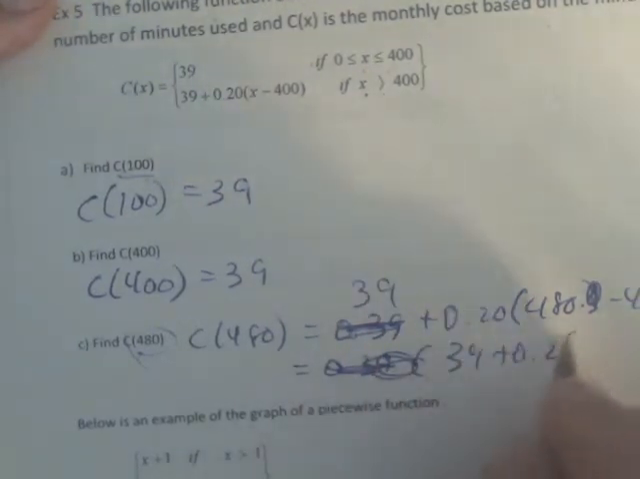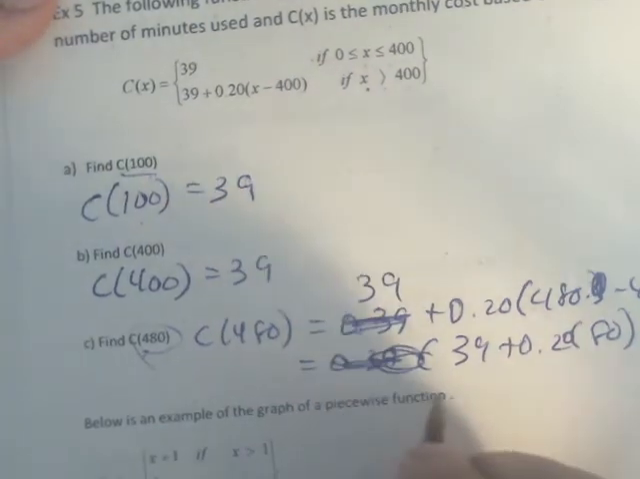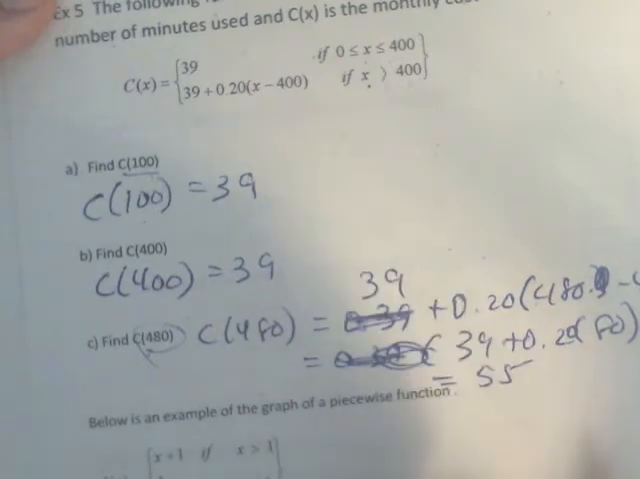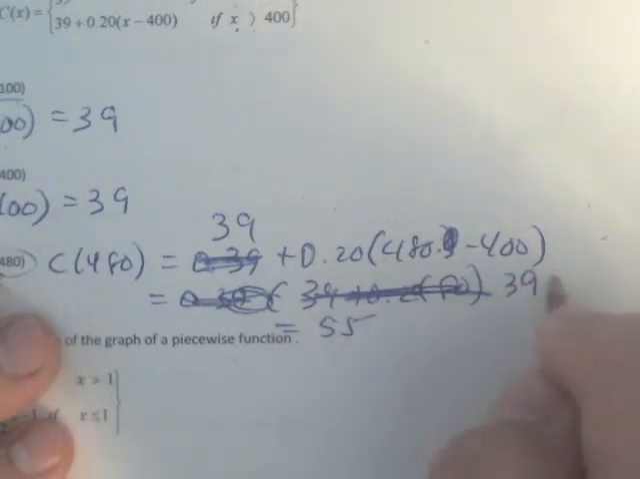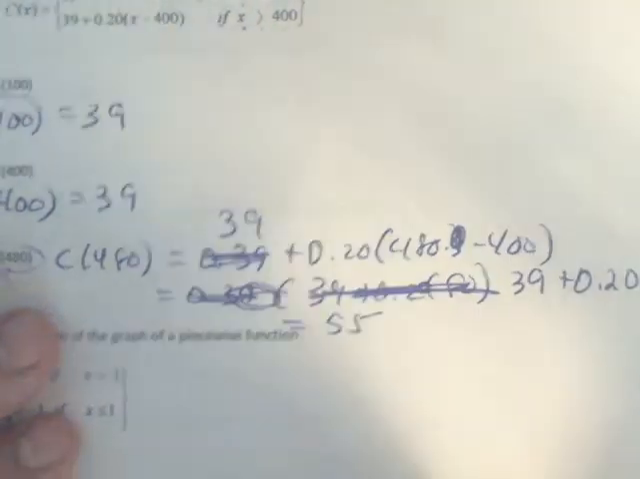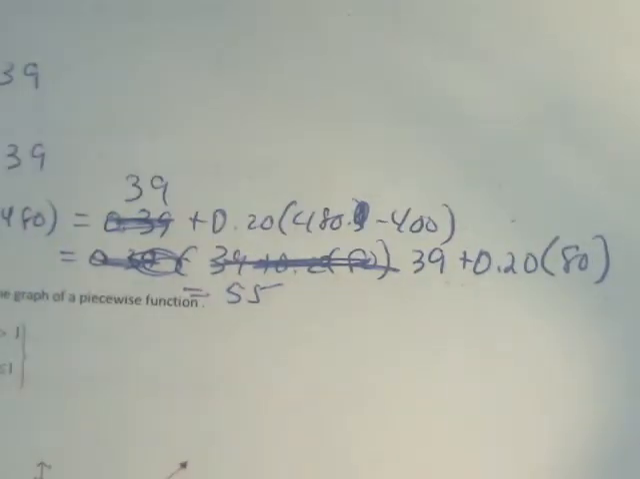Plus 0.2 times 80, which is going to give me $55. Let me make this a little clearer here. 39 plus 0.20 times 80. So therefore my phone bill would be $55 if I used 80 minutes above my 400.